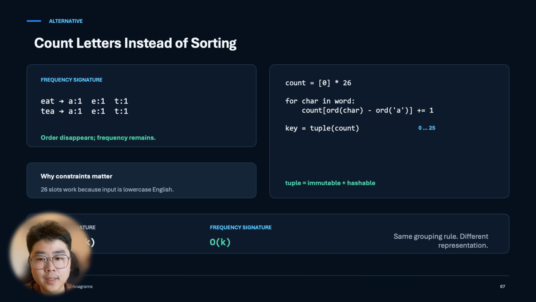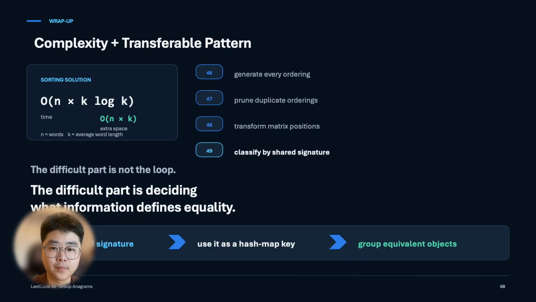And there is another way to create a signature without sorting the word. We can simply count how many times each letter appears. In simple terms, we ignore the order and only remember how many times each letter appears. And for the sorting solution, the time complexity is n times k log k.